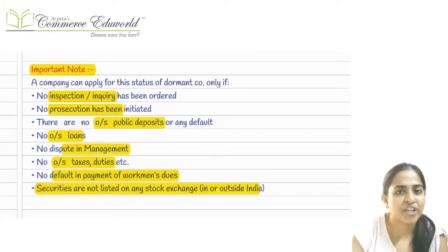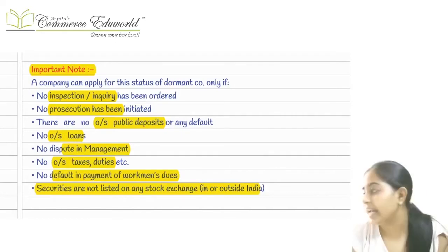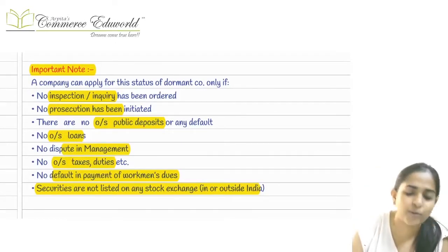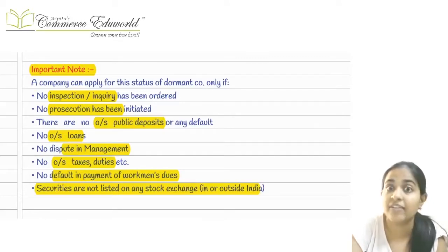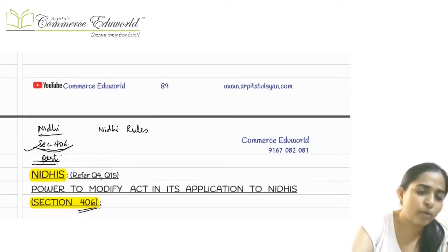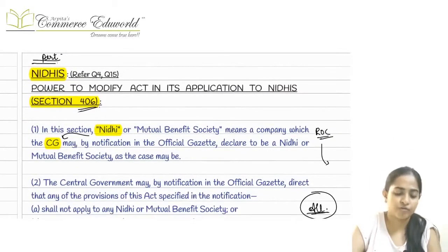There should be no outstanding dues of the company, right? The company should not be a listed company. If these conditions are fulfilled, then only you can apply for the status of a dormant company. Otherwise, you cannot become a dormant company. Right? This was all about your dormant company. 3 out of 6 done.